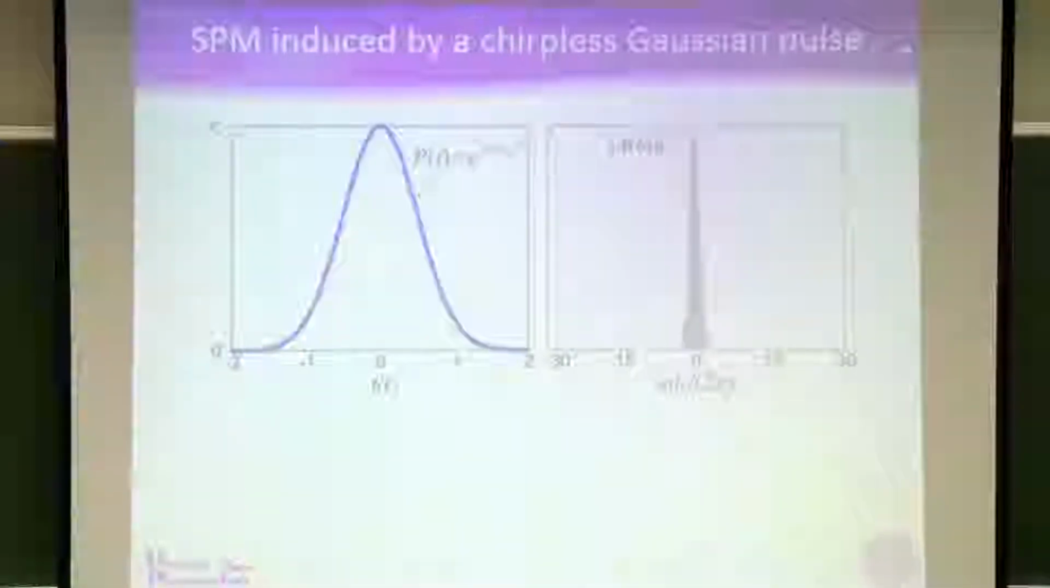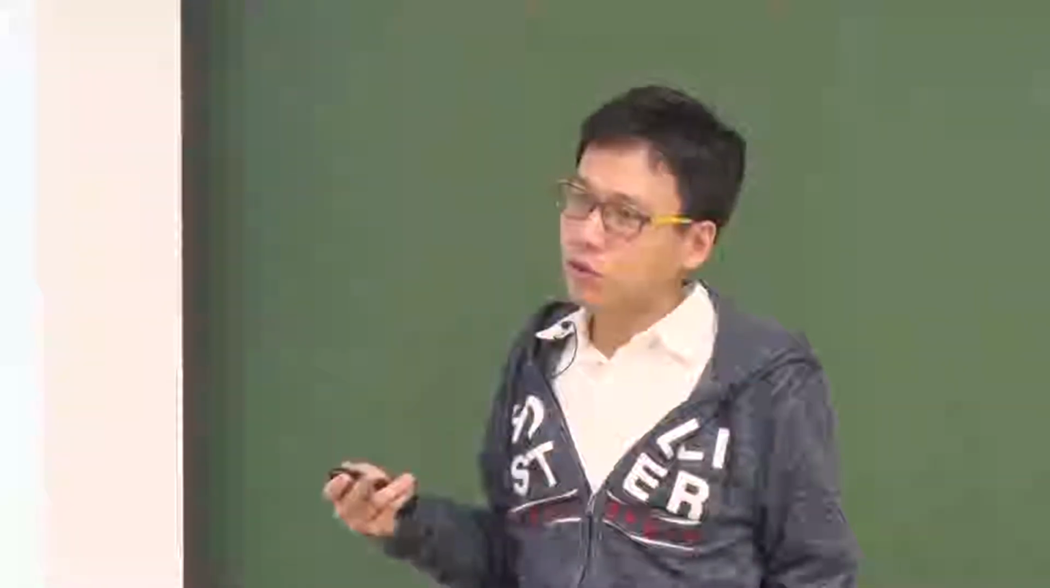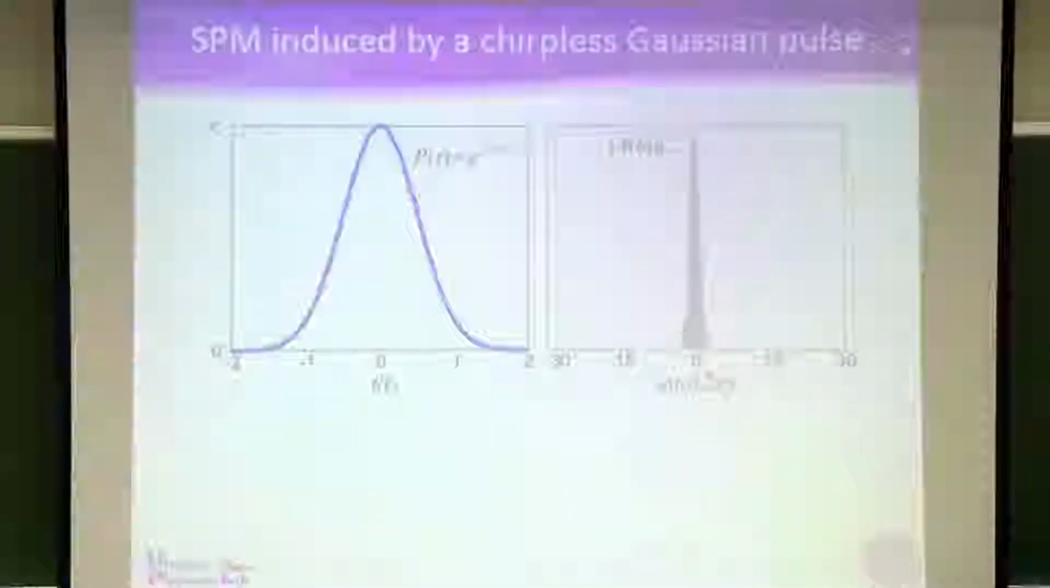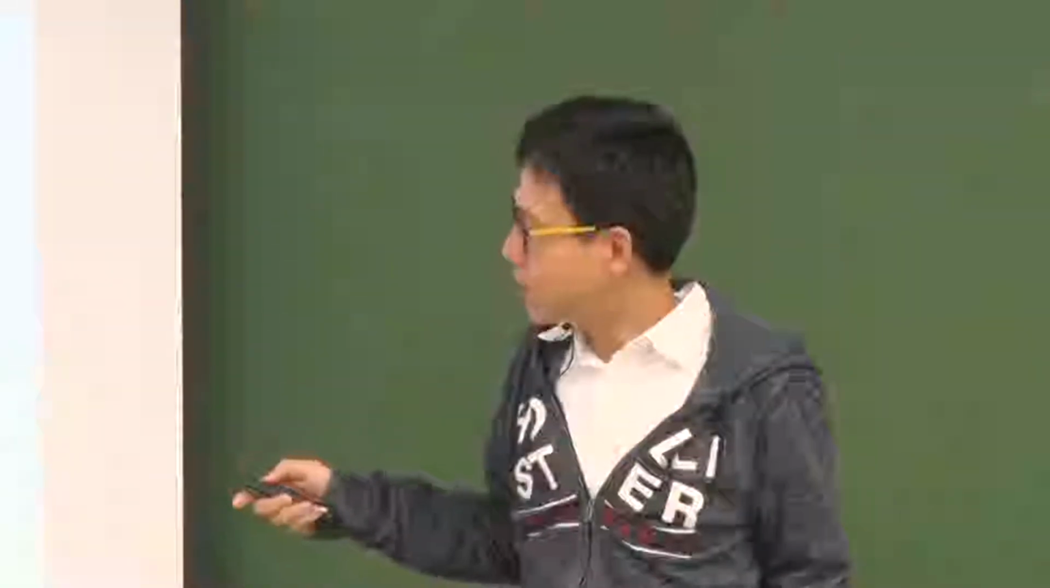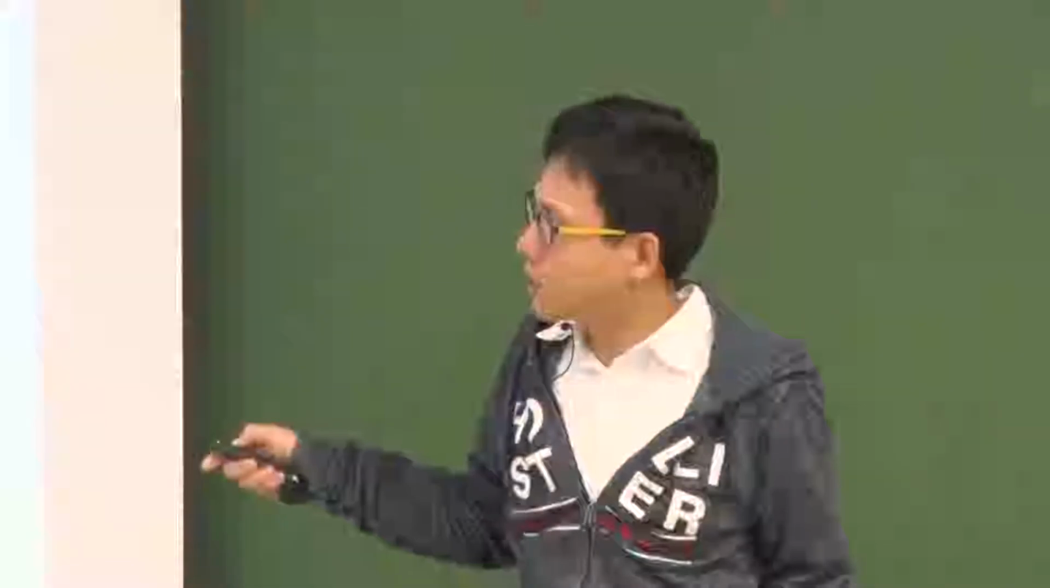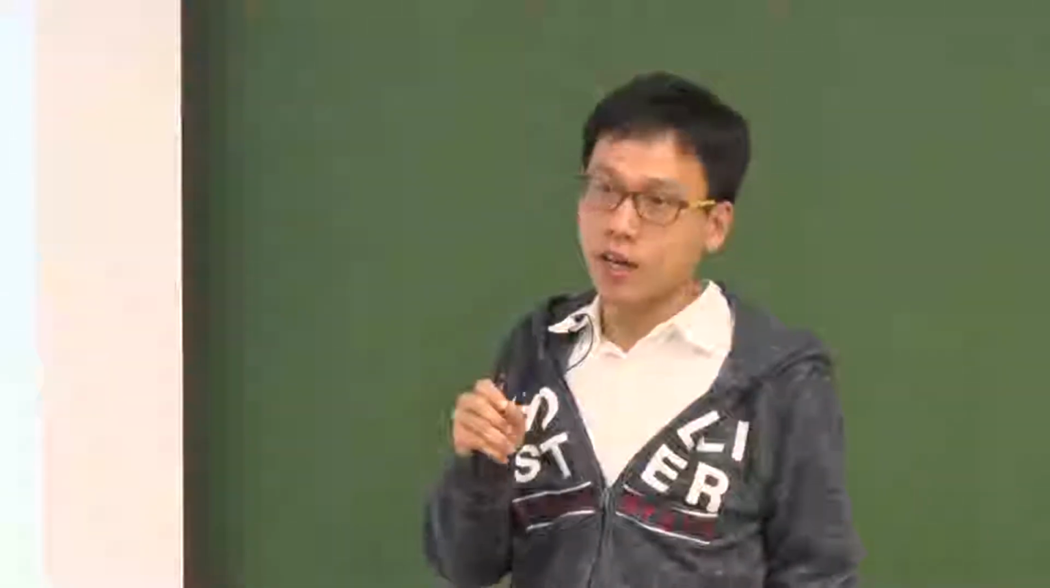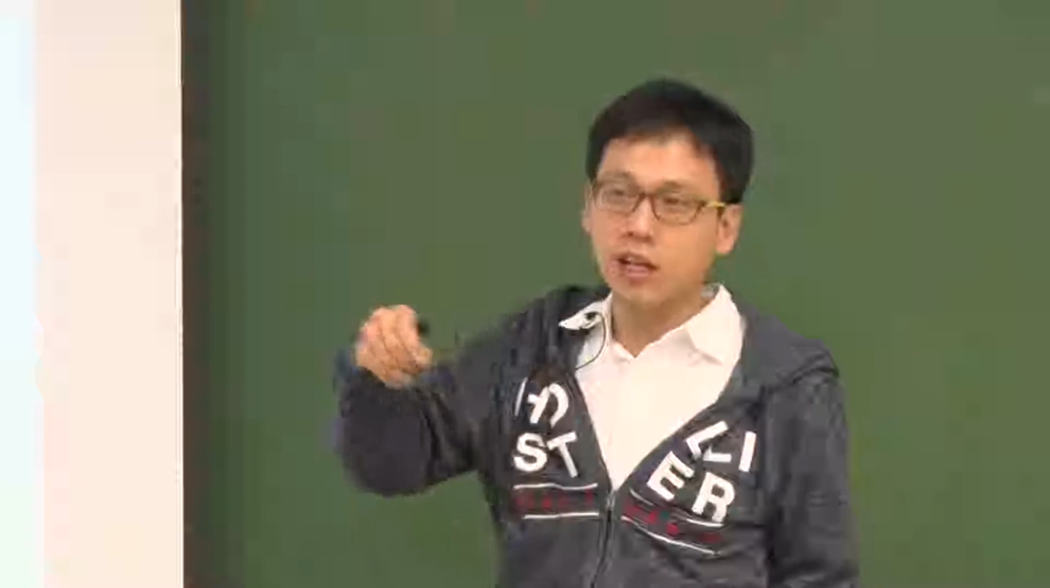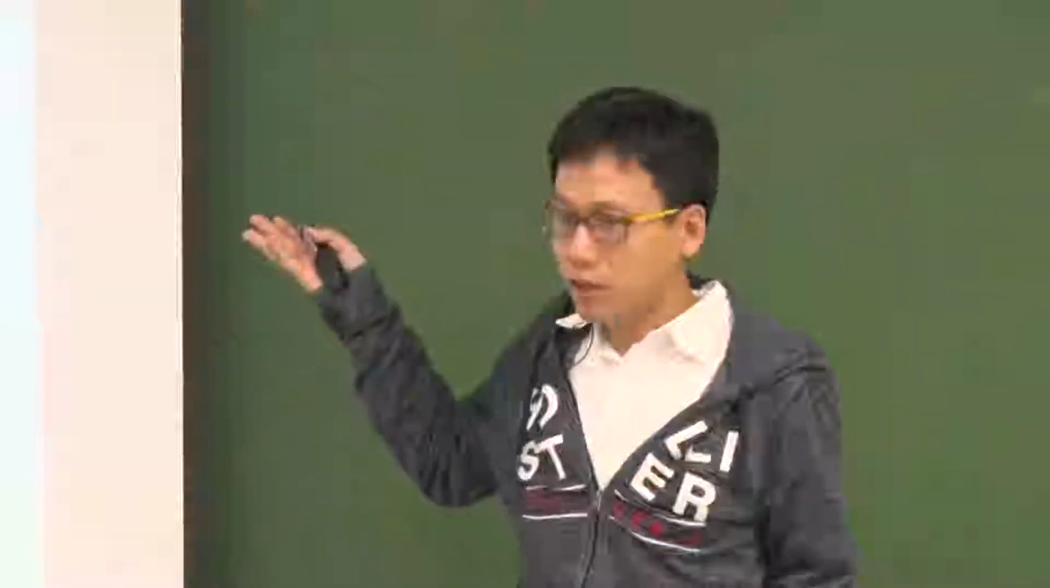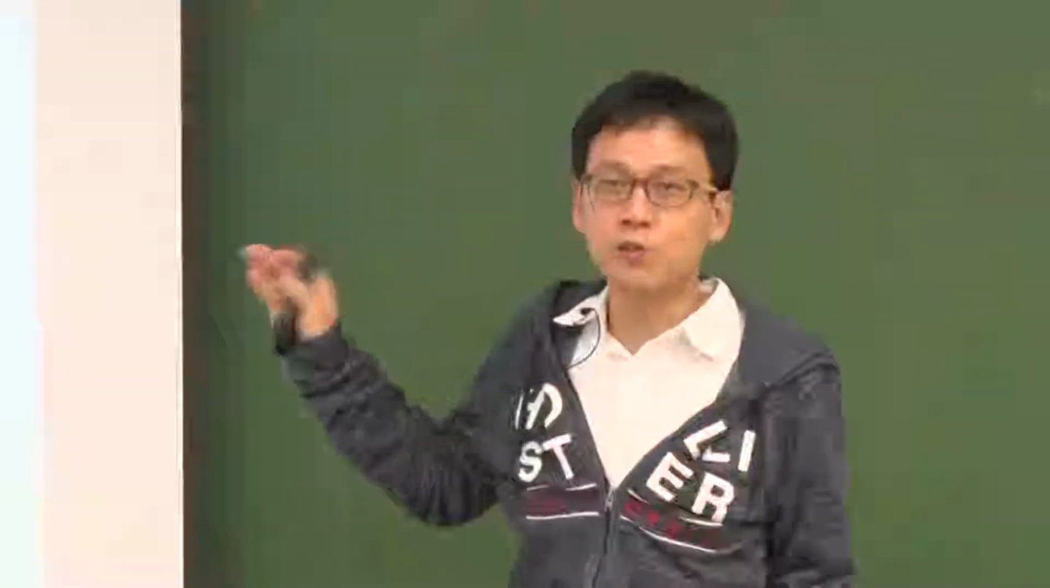What is the meaning of chirpless? What is a chirpless Gaussian pulse? Chirpless means there is no temporal phase function. So the intensity function is a Gaussian, and there is constant phase in the time domain. If your intensity profile is a standard Gaussian, but your phase is not constant, maybe it's a nonlinear function, then the simulation results will be different.